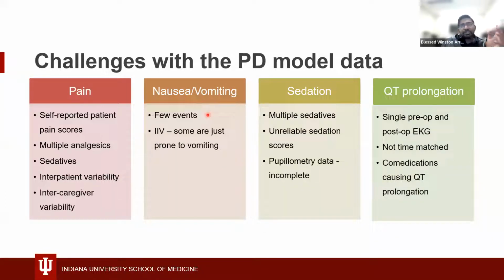It is like the patient who's prone to vomiting keeps vomiting again and again. So you have 2 or 3 patients who vomit, and they have multiple episodes over the next 2 days, and others don't seem to have it. And these patients are all on ondansetron too. For sedation, there are multiple sedatives, and once again, the sedation scores are not so reliable. And we did not have full pupillometry data. We had pupillometry data for only about 30% of the kids.